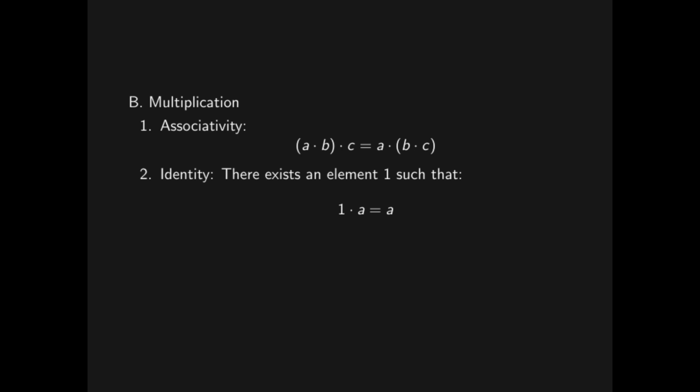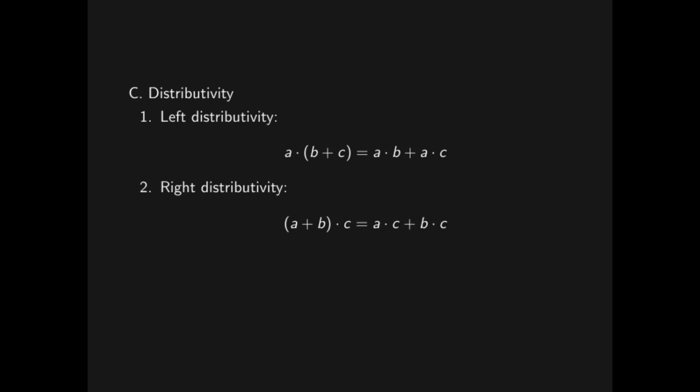B. Multiplication. 1. Multiplication is associative, that A times B in parentheses times C equals A times parentheses B times C. 2. Multiplication has identity, that there is an element we call 1, such that 1 times A equals A. C. Distributivity. 1. Left distributivity, that A times B plus C in parentheses equals A times B plus A times C. 2. Right distributivity, that A plus B in parentheses times C equals A times C plus B times C.